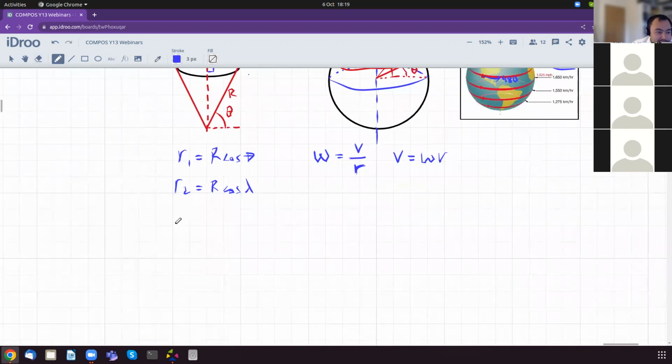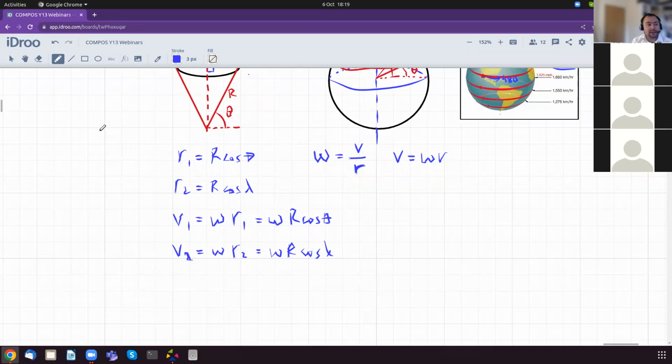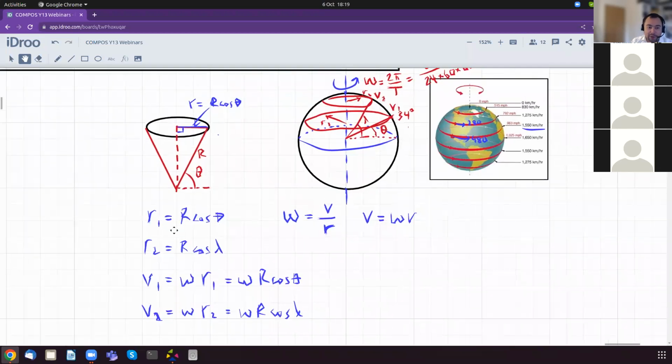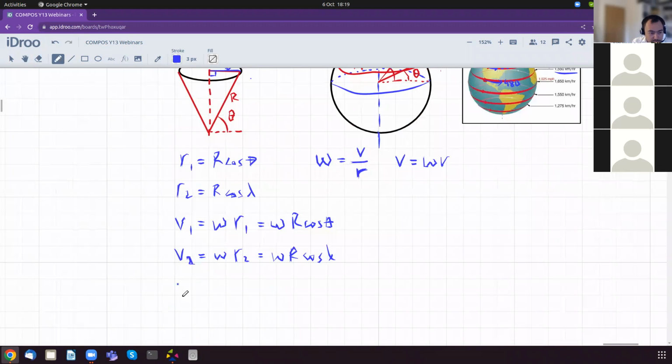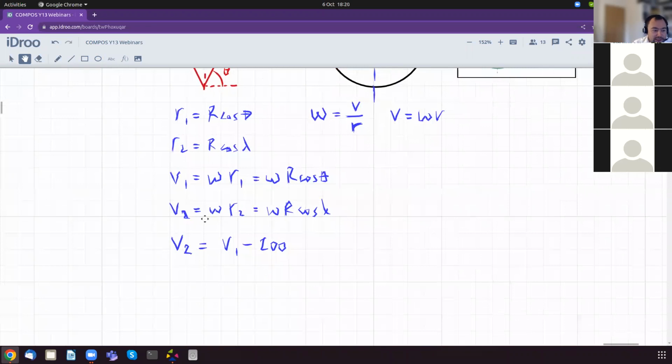We can use this result to say that V1 is going to be omega R1, which is omega R cos theta, and V2 is equal to omega R2, which is omega R cos lambda. And they say that V2 is 200 meters per second slower than V1. So V2 is equal to V1 minus 200 meters per second. Okay, now we can plug that in.